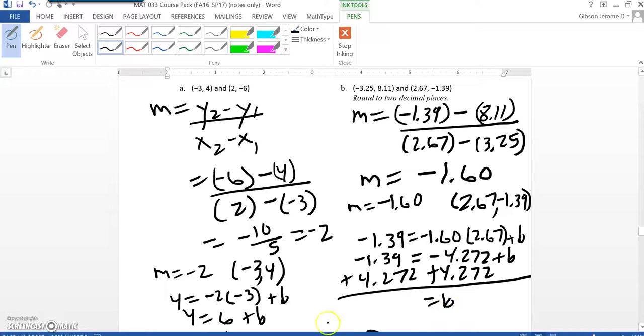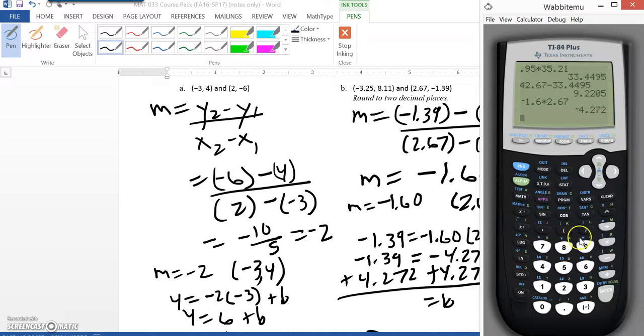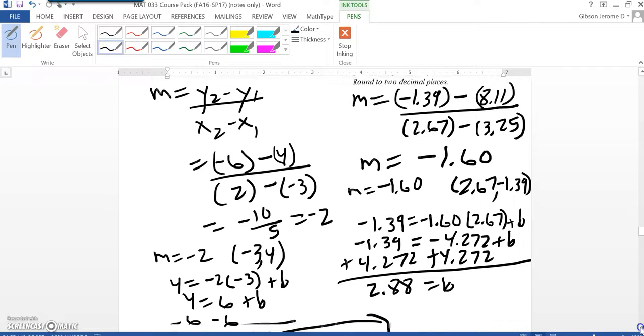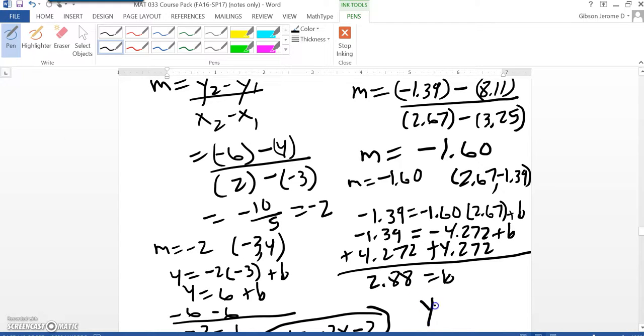We know that's going to equal b, so we'll put that in our calculator. So negative 1.39 plus 4.272. And that gives us 2.882, but we are rounding to 2 decimal places, which would be 2.88. So now to write our final answer, it would be y equals negative 1.60x plus 2.88. And that is our final answer.